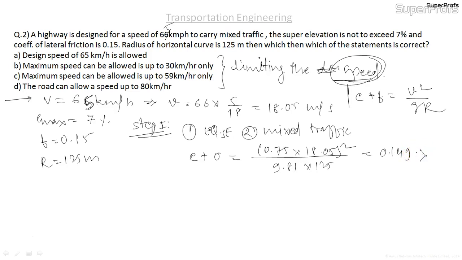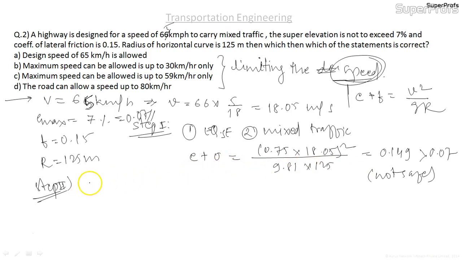greater than 7%, that is 0.07. Here 7% stands for 0.07. Okay, so which is not safe. So move on to step number 2.